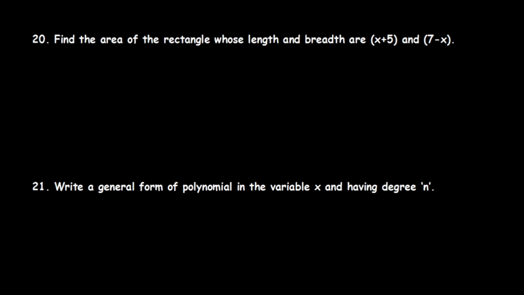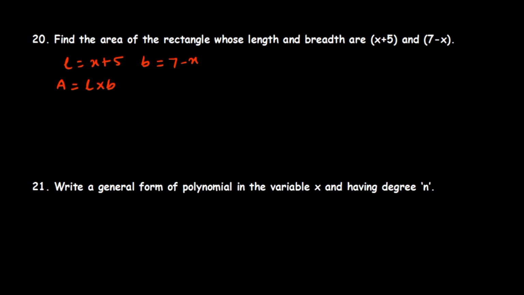Find the area of a rectangle whose length and breadth are given. So what is the area of a rectangle? Area of a rectangle is equal to L into B, right? What is L? You can consider it as x plus 5. What is B? The breadth is 7 minus x. So area of a rectangle is L into B, right?